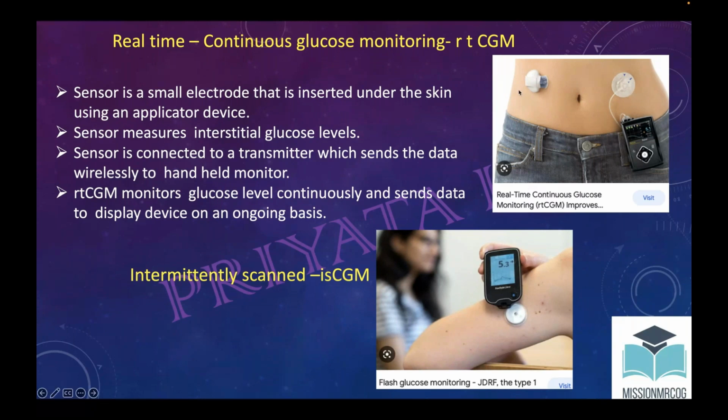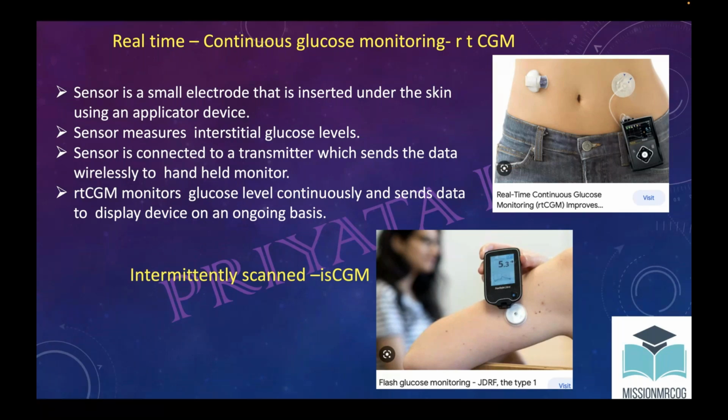Another system of glucose monitoring is intermittent scanned glucose monitoring. Here there would be a probe like this, and there will be a device. They have to scan it whenever the patient wants to check blood sugar. So here it is when the patient wants intermittent scanning, and here it is continuous glucose monitoring. So it is RTCGM, and this is intermittently scanned, that is flash glucose monitoring. This part has been newly added in this guideline. Previously this was not there.